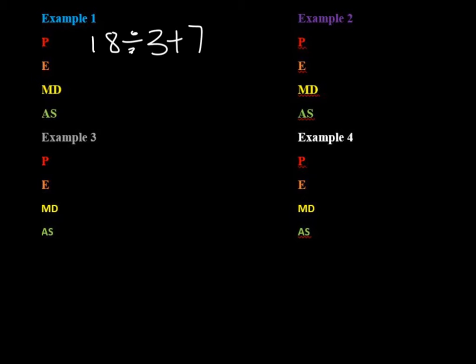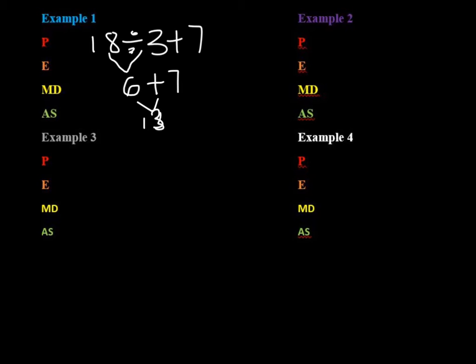M or D. Do we have multiplication or division? We look from the left to the right. Oh, we have division right here. So we have to do that before we go to the A or the S. So 18 divided by 3 gives 6. So 6 plus 7. And now we can go to the last step. Since we have no more multiplication or division, we do have addition or subtraction. So 6 plus 7 equals 13. And that is our answer.